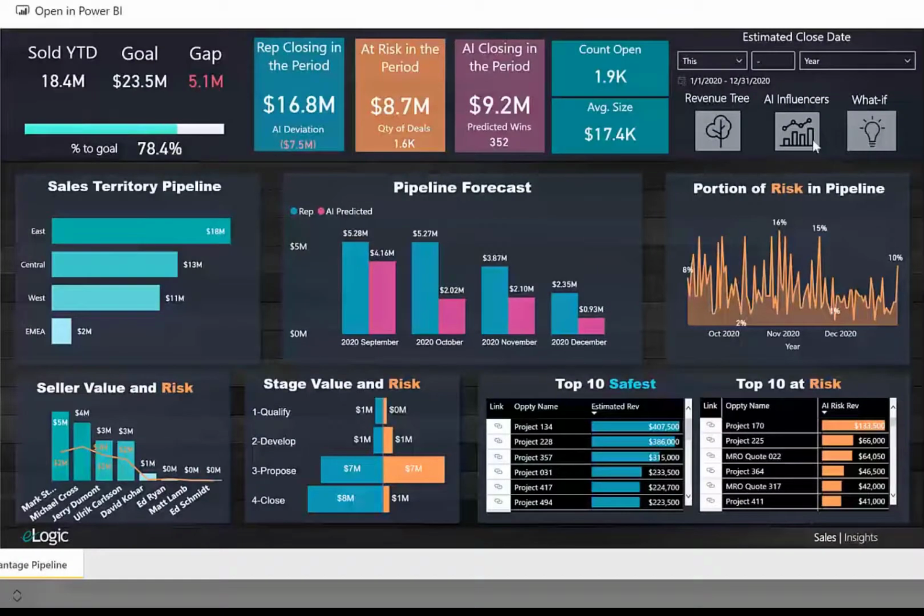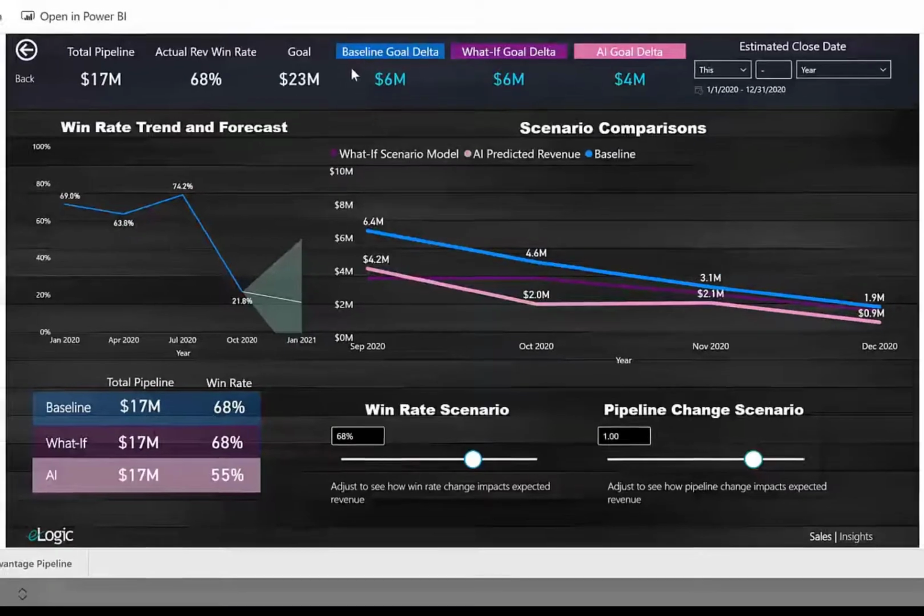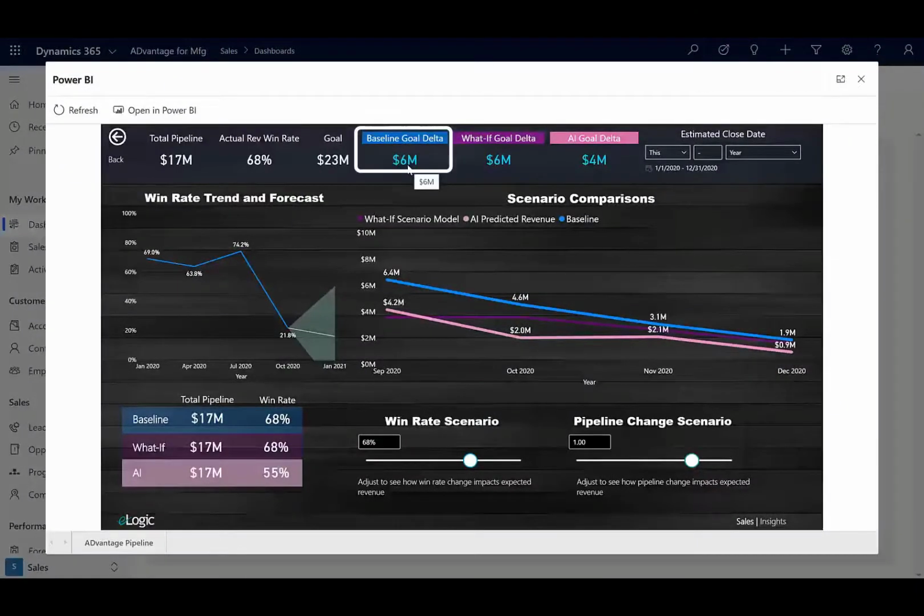And finally, I want to do a what-if analysis on our pipeline. Now, so far, year to date, we have been closing at a rate of 68%, and that's our baseline. So with a pipeline of 17 million, we're actually going to come in 6 million above goal, which would be fantastic. Now, what I am seeing, though, is that our AI model that's running against our pipeline is suggesting that our close rates are going to go down to 55%. So even with that $17 million in pipeline, we're still going to come in $4 million above goal. So still in good shape here.